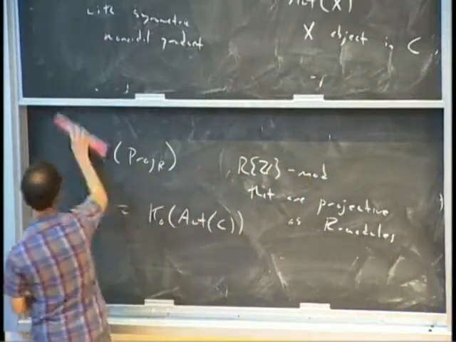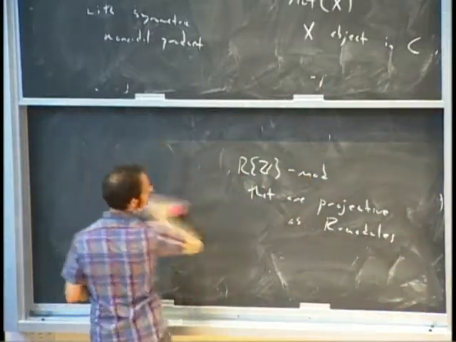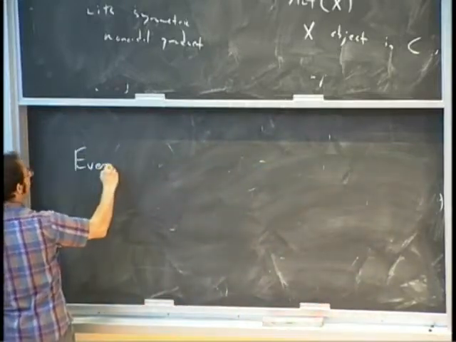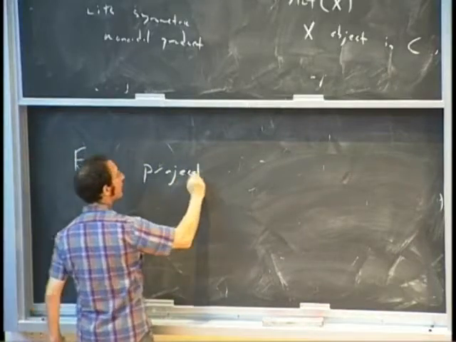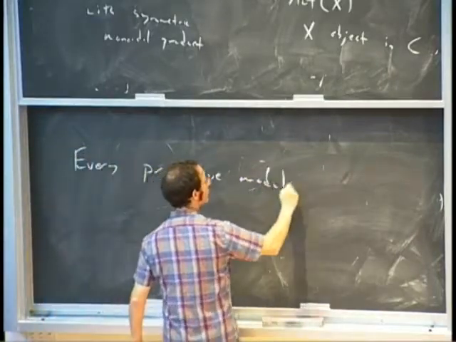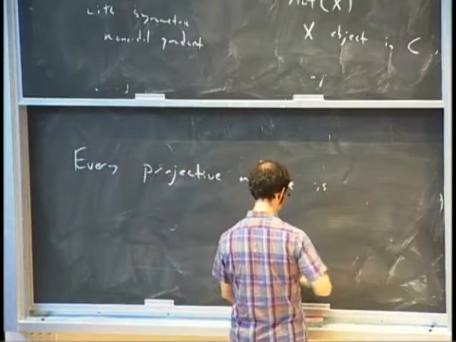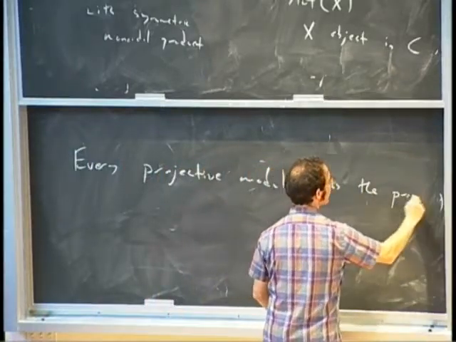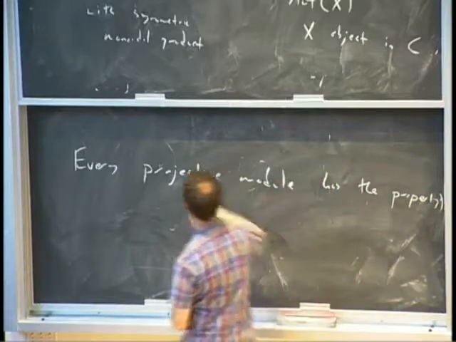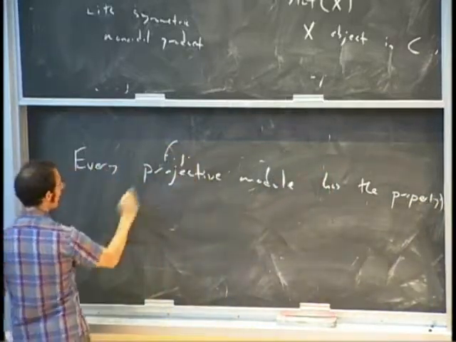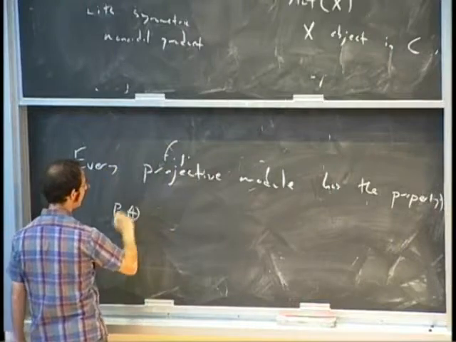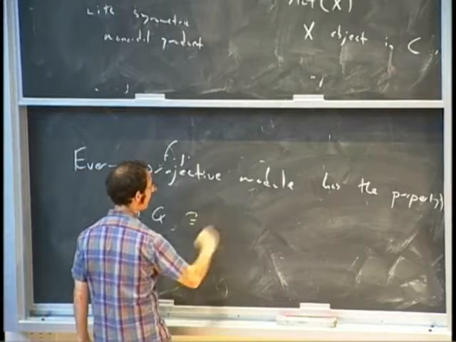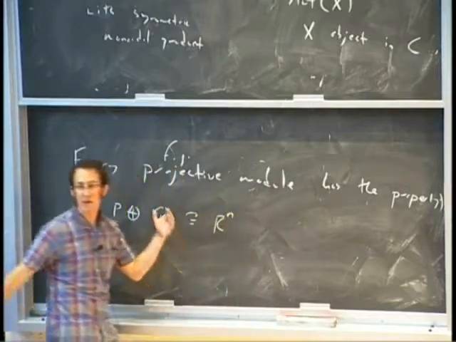Remember, every finitely generated projective module has the property that P plus some Q sits inside of an Rn.